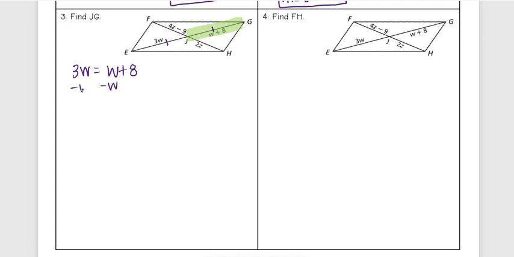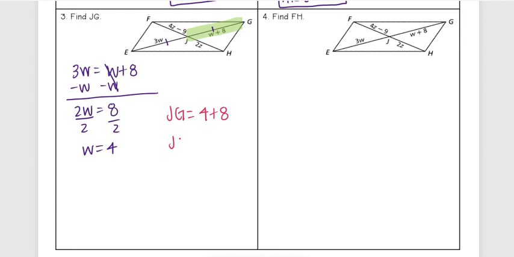Subtract W from both sides. And divide both sides by 2, and I find that W is equal to 4. Now I want to find what JG is equal to. So I'm going to plug in 4 for W, so instead of W plus 8, I'm going to have 4 plus 8. And so I get that JG is equal to 12.